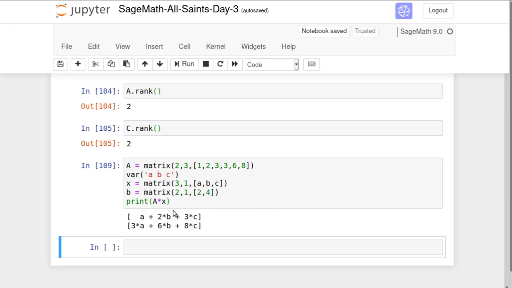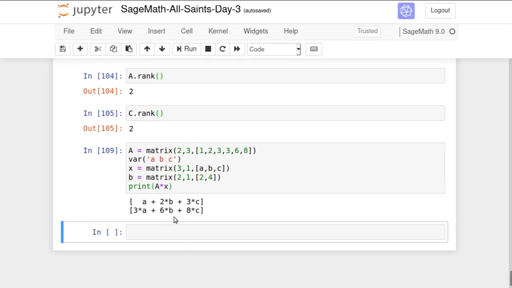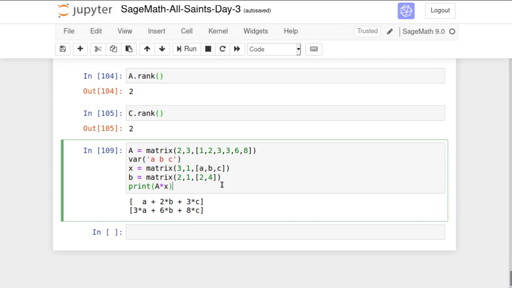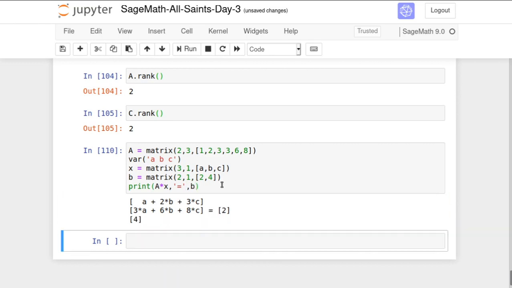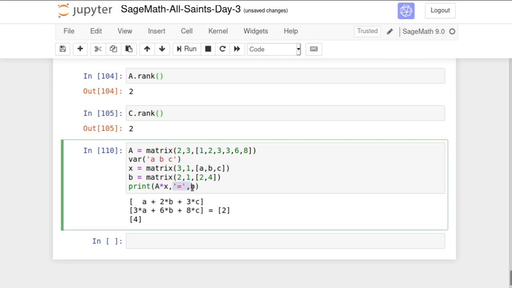Here we are getting something like this: a plus 2b plus 3c, 3a plus 6b plus 8c. A star x equal to B. So we are getting, okay, instead of this, we will print B on the next line.